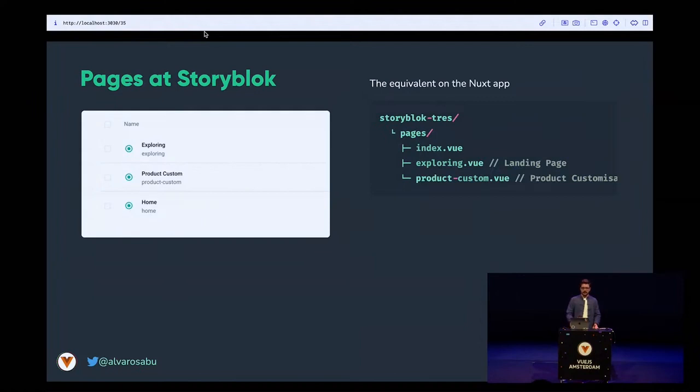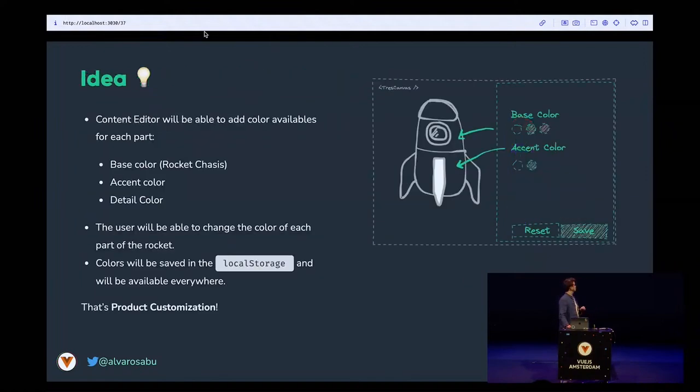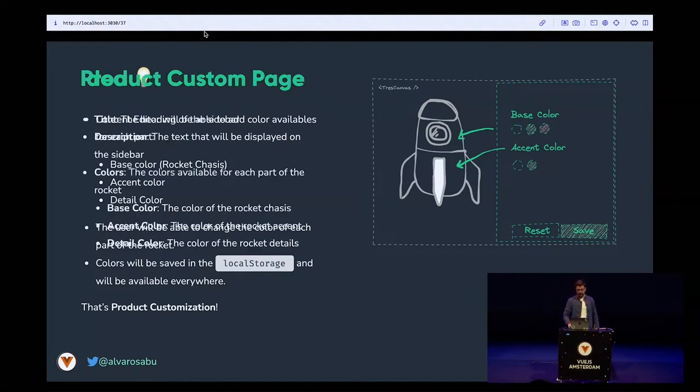Here is a little bit how I did it in Storyblok. So I created some pages for the product customization and the exploring. And then this is the equivalent in the Nuxt application. So first part, the product customization page. So the rough idea was to create something that had a Tres canvas on the side and then a UI that allowed the content editor to add colors. And those colors, the end users are going to choose them to customize the rocket, and they are going to be saved in the local storage for further use.